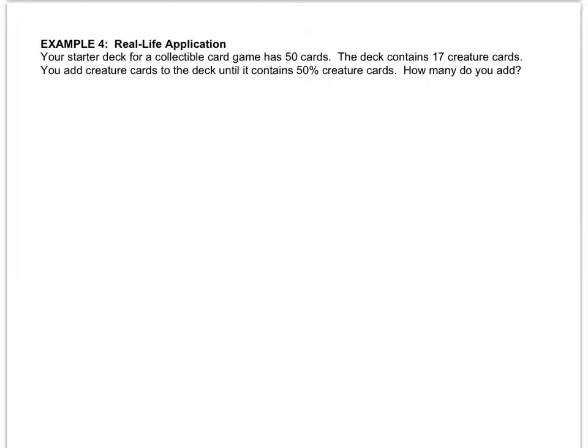Pause the video and read example 4. So when you start, the deck contains 17 out of 50 creature cards. But you're adding some mystery number of creature cards, which not only increases the number of creature cards, but also increases the total number of cards. So the ratio is 17 plus x over 50 plus x. You keep doing that until it equals 50%, which is the fraction 1/2.